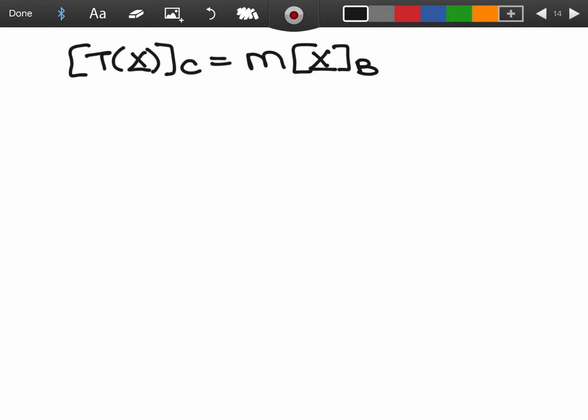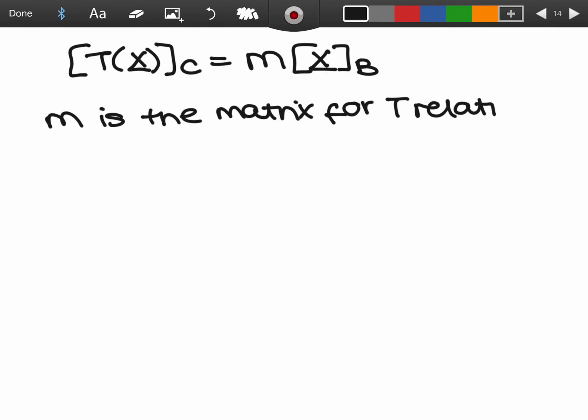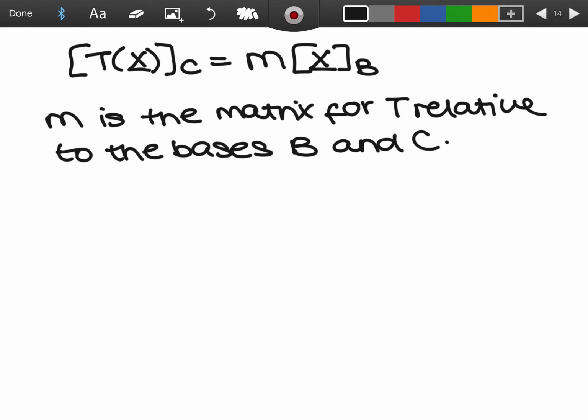That matrix M has a name. We call M the matrix for T relative to the bases B and C. Okay. Kind of a long name, but that's what we tend to call it.